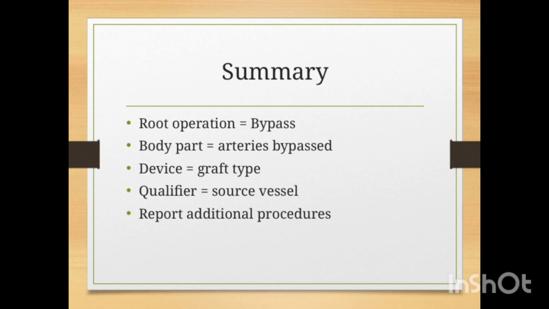We also need to include the source vessel, serving as a qualifier to clarify where the graft was connected. Additionally, if there were any other procedures performed alongside the main bypass, these should be reported as well. To sum up, this slide emphasizes the importance of thorough documentation, covering the root operation, the specific arteries involved, the graft used, the source vessel, and any additional procedures. All of these details help ensure clarity and accuracy in coding and reporting, linking back to our overall goal of precise surgical documentation.